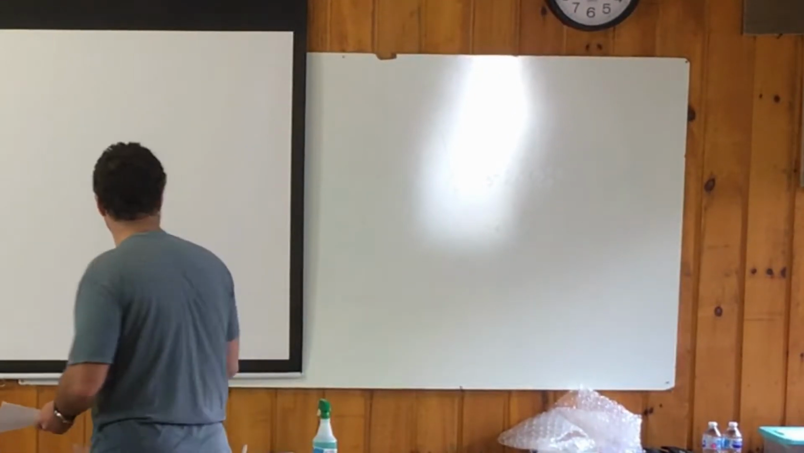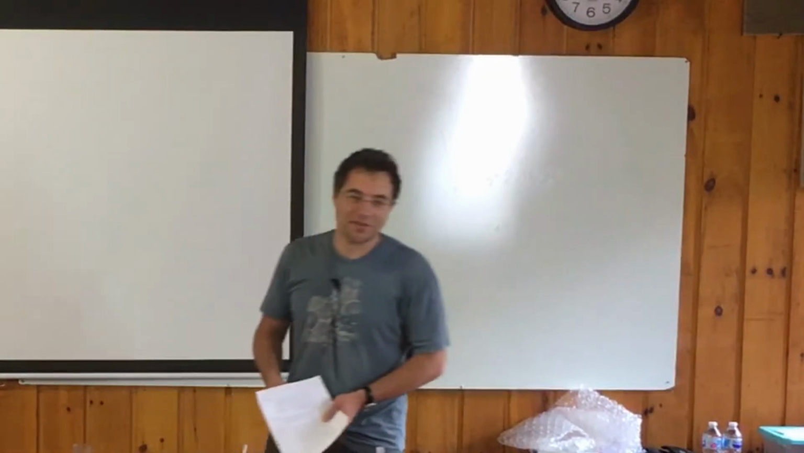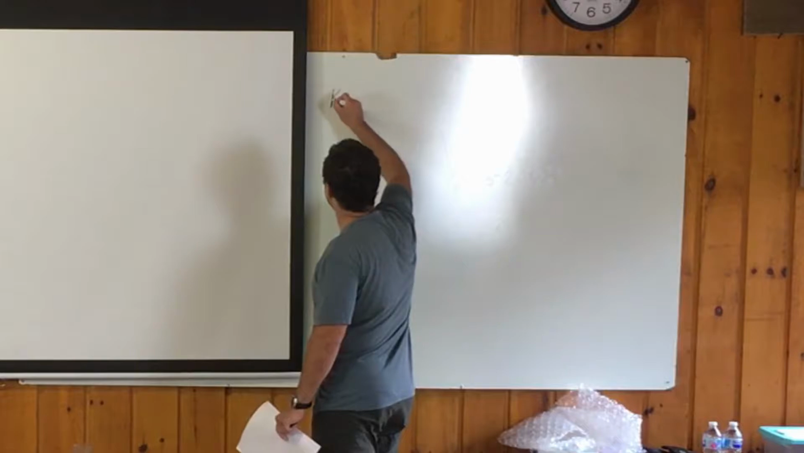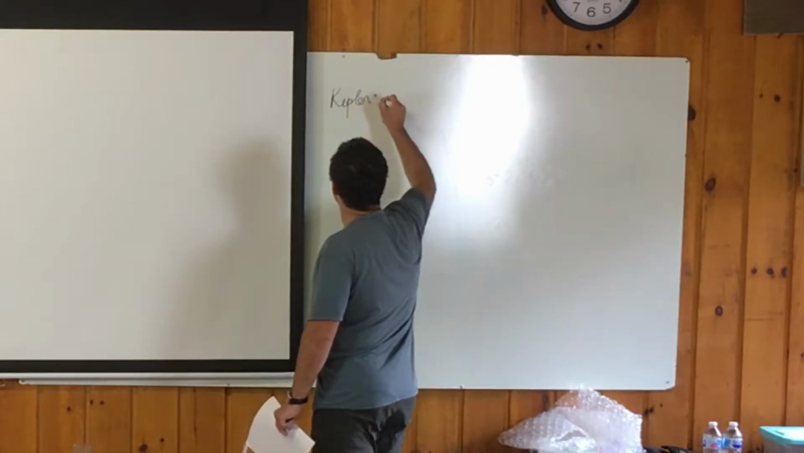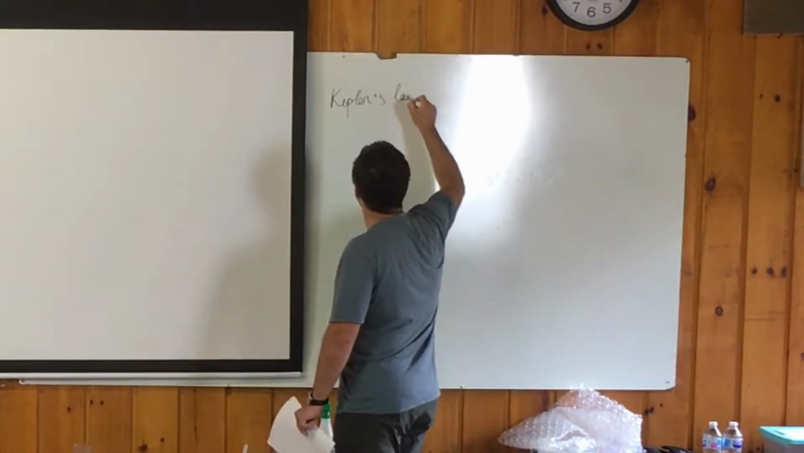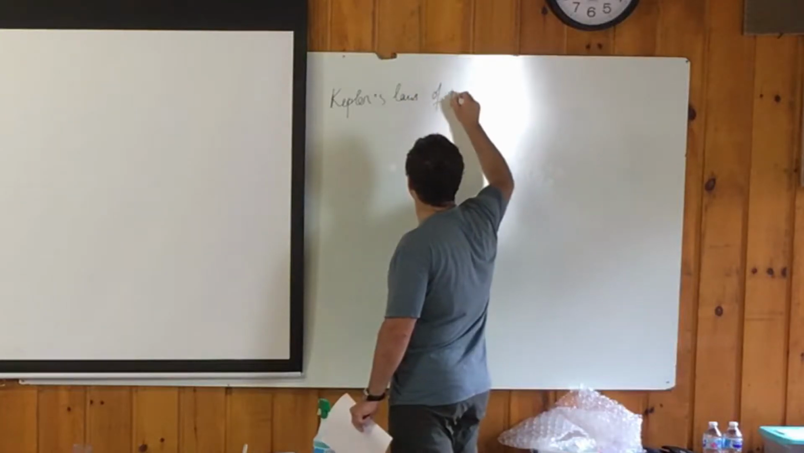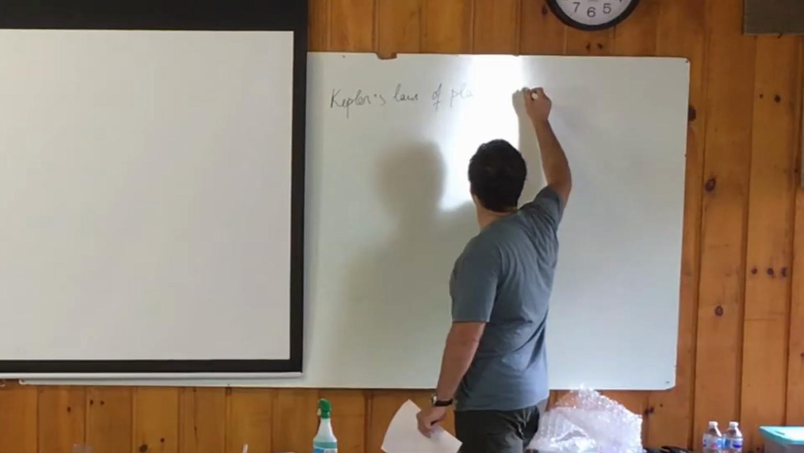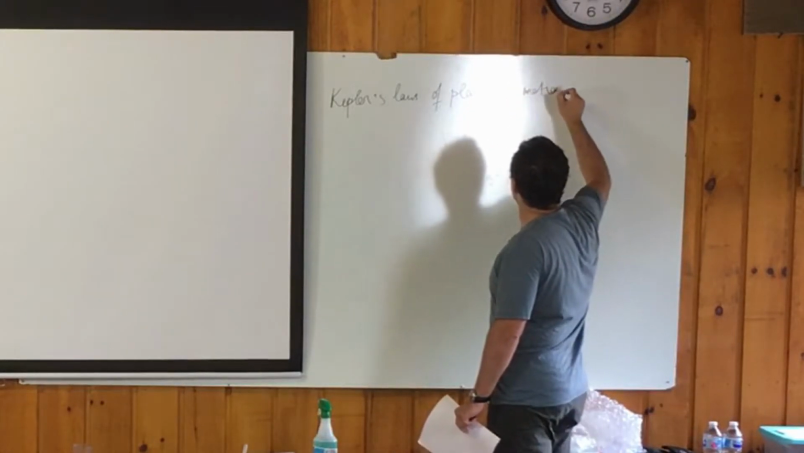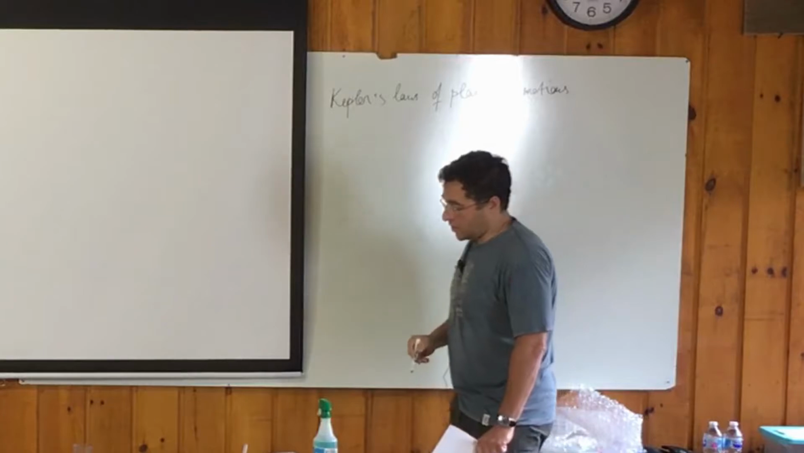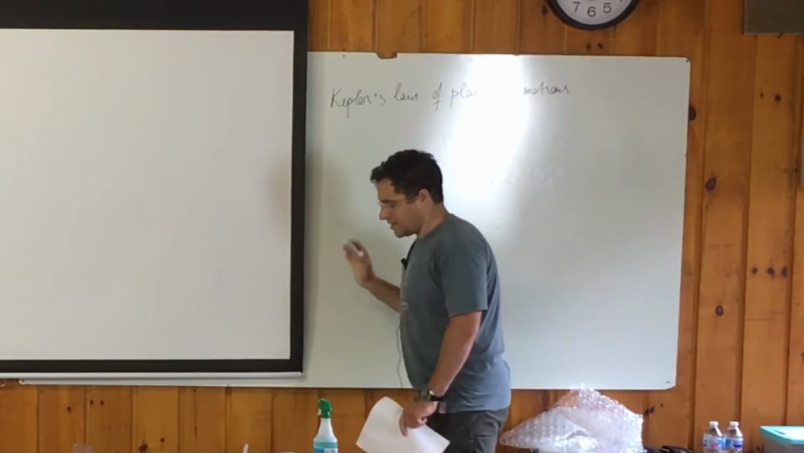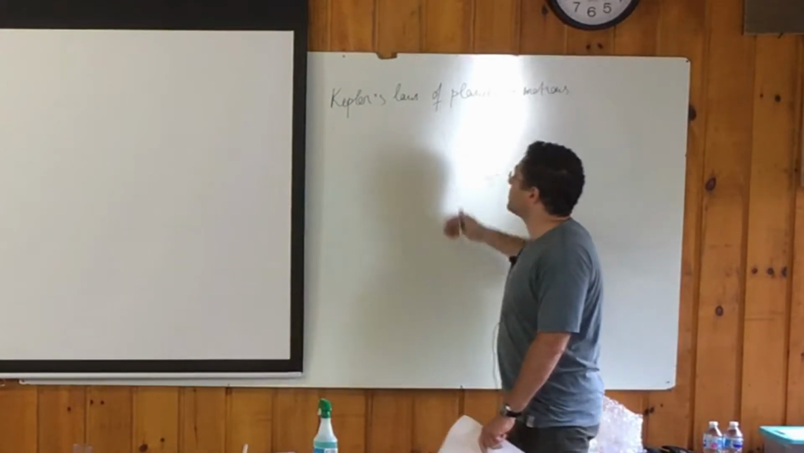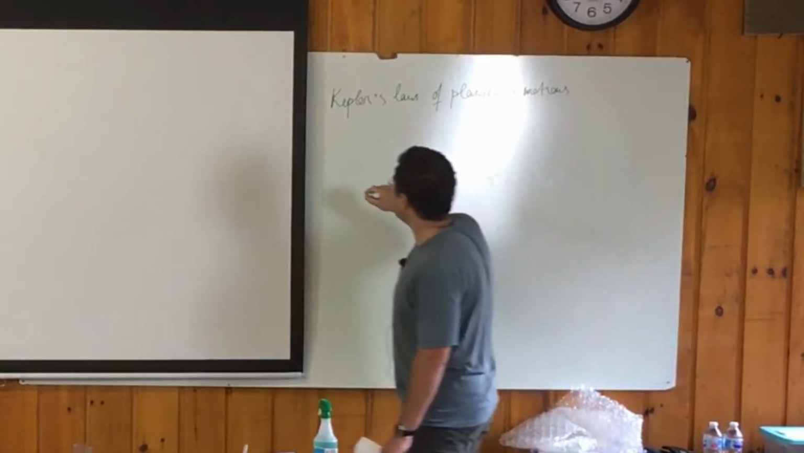I want to talk about the history and the geometry of Kepler's laws of planetary motions. When I say history of Kepler's laws, it's the history of the discovery mostly, and also the background and a little bit about the consequences.